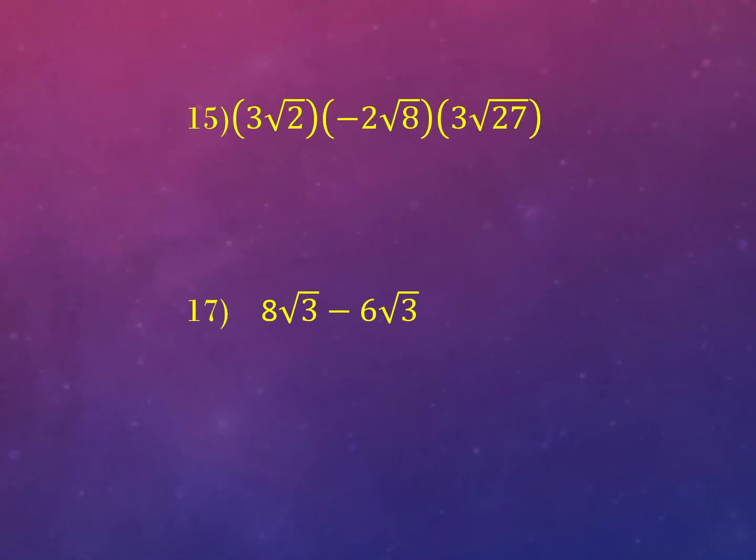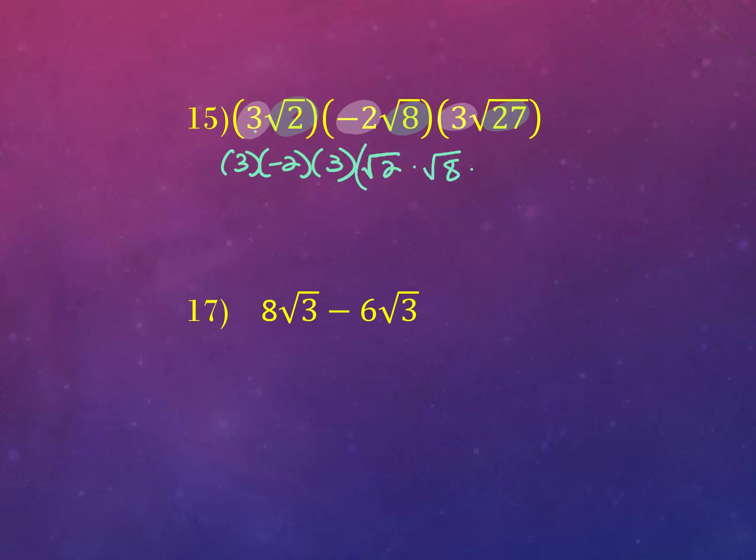15, there's not a sum and difference here, it's just straight up multiplication, but there's 3 terms. So we're going to get all the coefficients together. 3 times negative 2 times 3. And then we're going to look at all the square roots. Square root 2, square root 8, and square root 27. Now I can break 8 down, 2 and 4, 2 and 2. And I can break 27 down, 3 and 9, 3 and 3. And the 2 is already here.